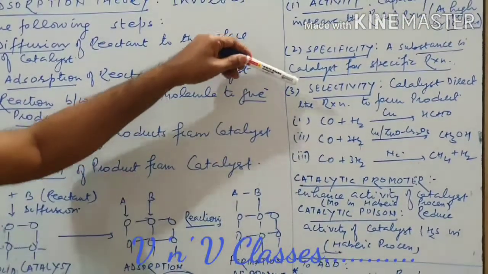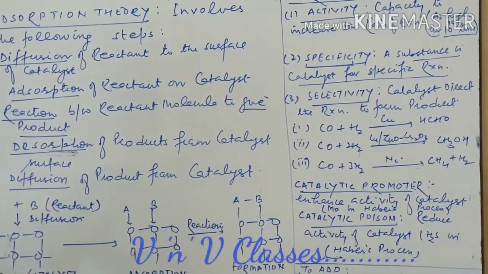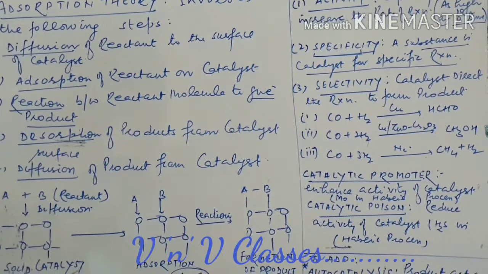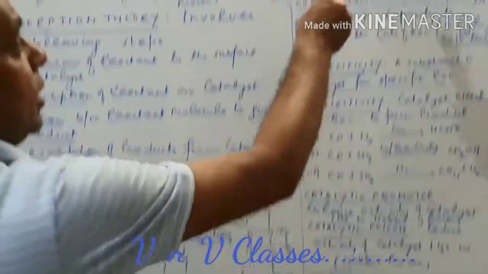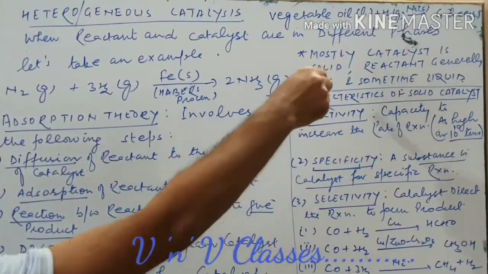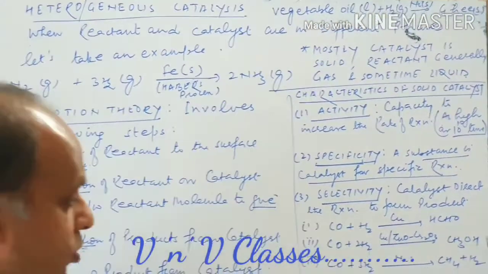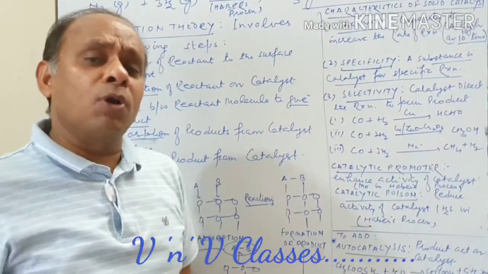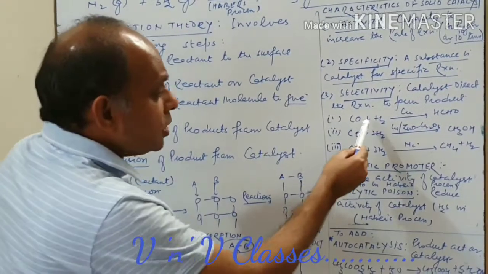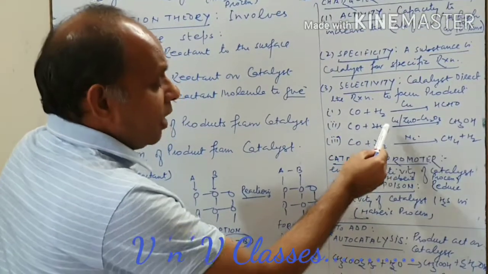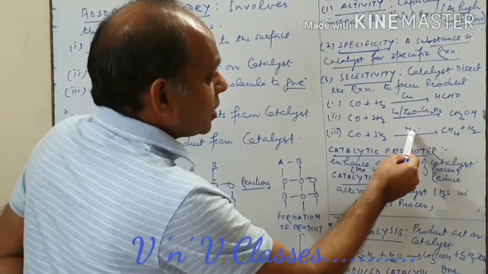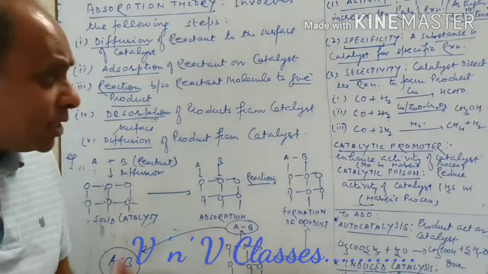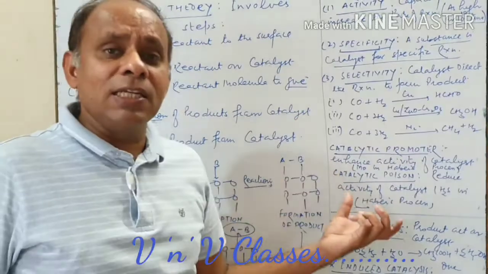Next, very important, selectivity. Catalysts show a property of selectivity. Just see how interesting it is. I told you for every different reaction we need a different catalyst. Now selectivity is a different property. Here the catalyst selects the product, which means we are using the same reactant, but when we use different catalysts, we get different products. This is called selectivity.